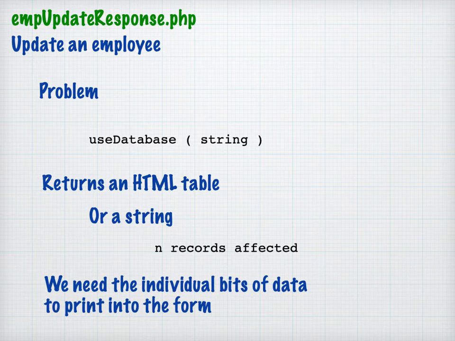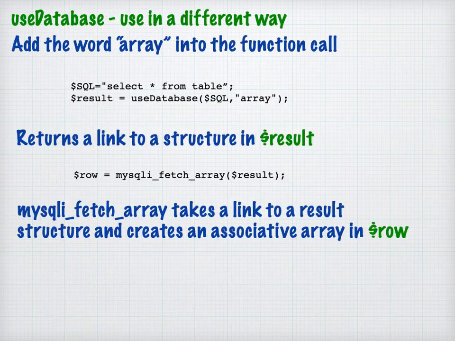So use database, before, either returned an HTML table, which we could just print out, or it simply returned a string, which was a message about how many records have been affected. We're going to change the way we use it. Now, if you include the word array in quotes like that, so have a look at the second line, you can see it says use database, $SQL, and array. What will happen is that rather than returning an HTML table or a message, we will get back this internal database structure in PHP.